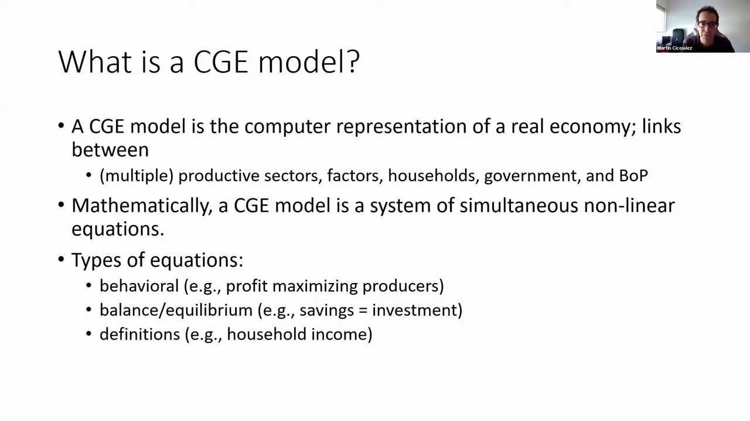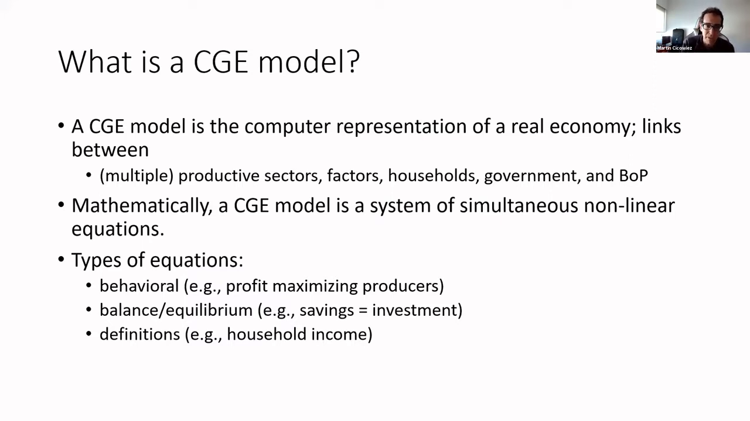From a mathematical point of view, a CGE model is a system of simultaneous nonlinear equations. And we are going to have 3 different types of equations. We have behavioral equations, like we are going to assume that households maximize utility and producers maximize profits. And by solving those problems, we are going to get the behavioral equations for these different agents.